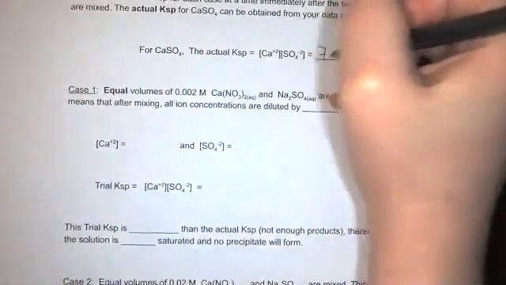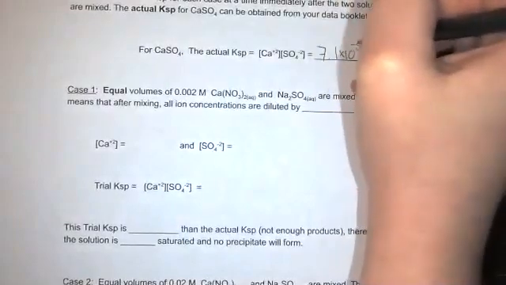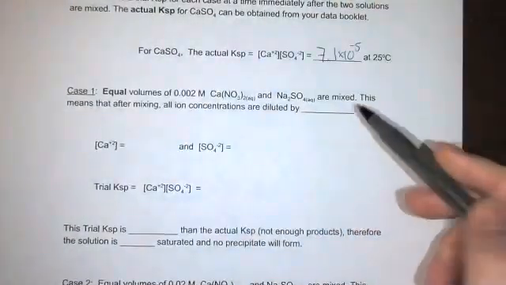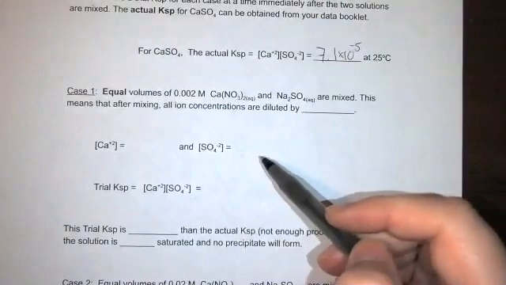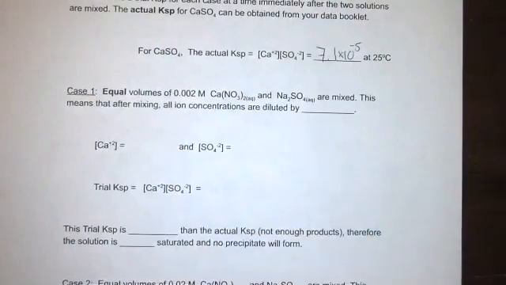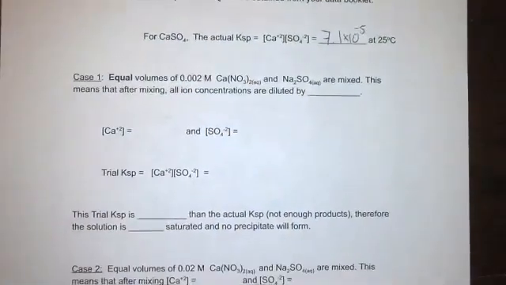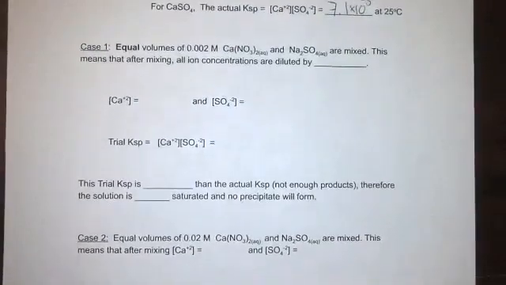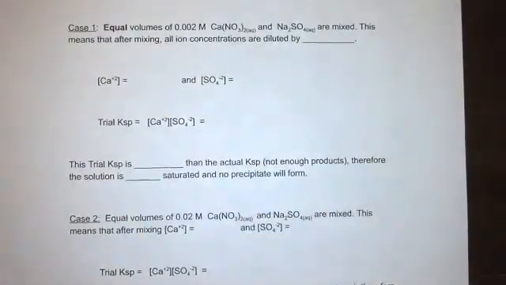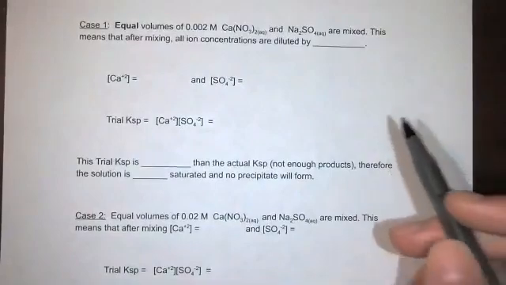So that means at equilibrium, this is my constant. We're going to keep this in mind when we're dealing with our trial KSPs based on the conditions that we were given in our experiment. So case 1, remember, this was the one that did not form a precipitate.